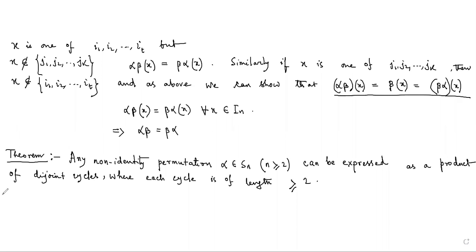So let us try to prove this result first of all. What it is saying is that any non-identity permutation. That means you already know what we mean by identity permutation. With respect to the example that I showed you for S3, the symmetric group 3, E was the identity permutation. This theorem is only meant for the non-identity permutation. It is not applicable to the identity permutation. Okay, so we will try to prove this result first of all.